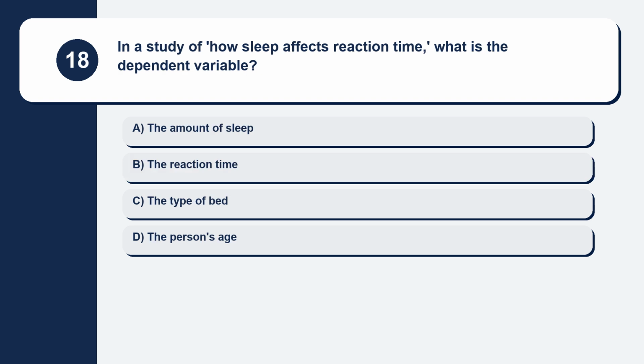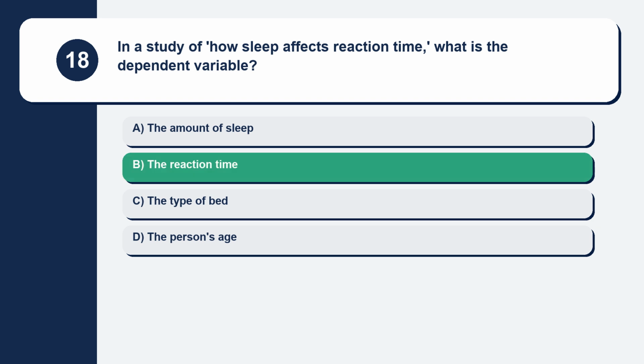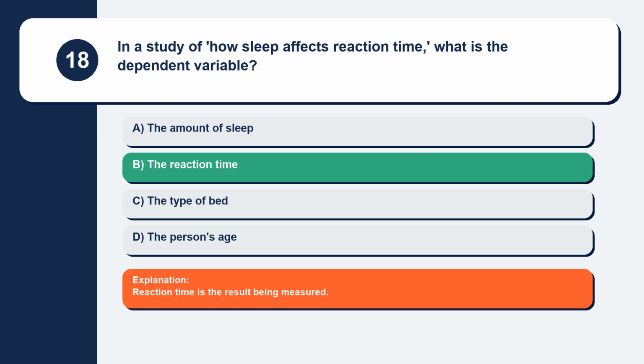Question 18. In a study of how sleep affects reaction time, what is the dependent variable? The amount of sleep, the reaction time, the type of bed, the person's age. Reaction time is the result being measured.